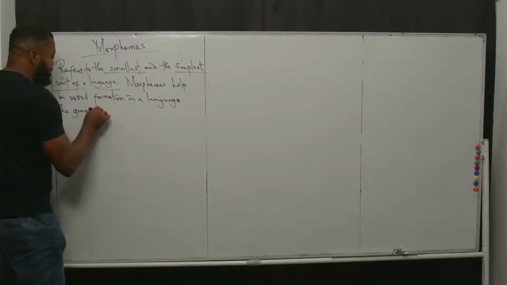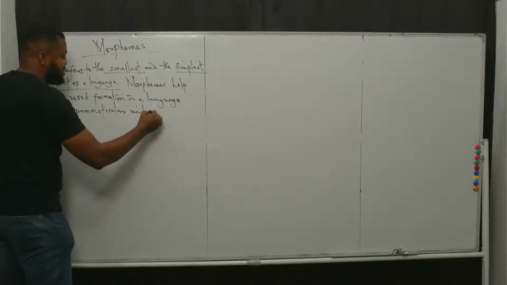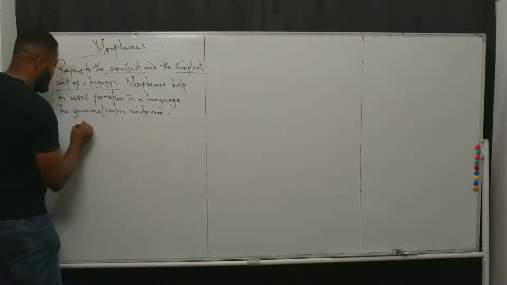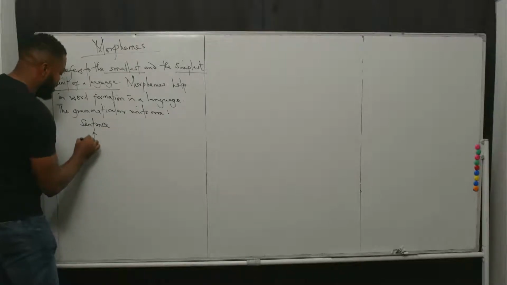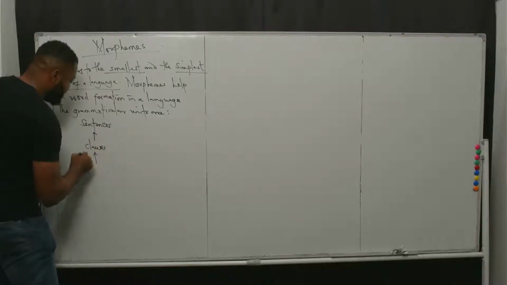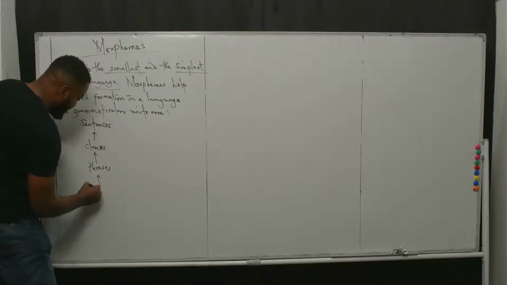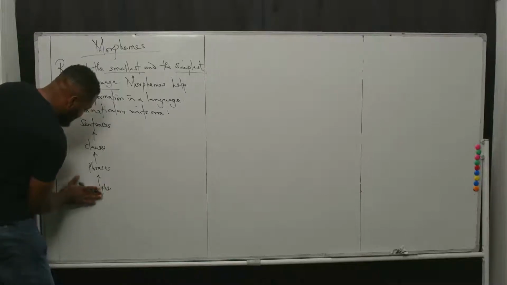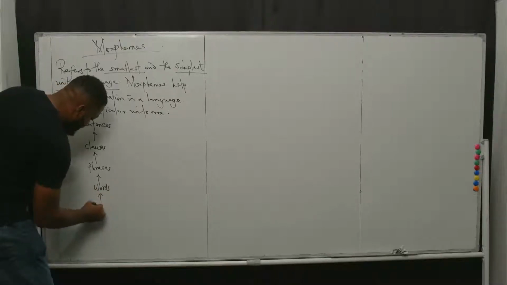The grammatical units are, you have the sentence being the highest, followed by clauses, then followed by phrases, then followed by words, and then followed by morphemes.